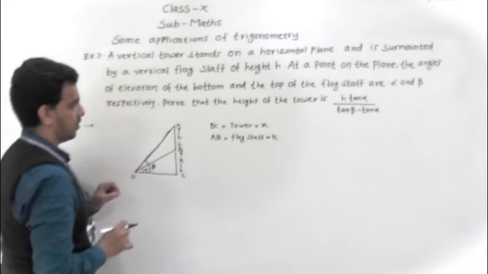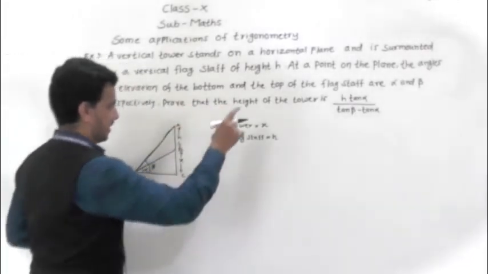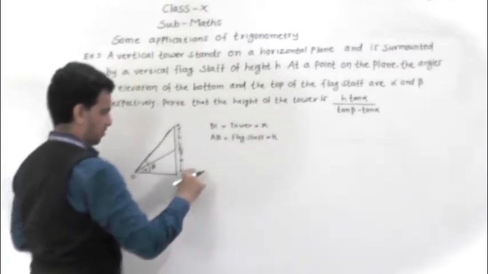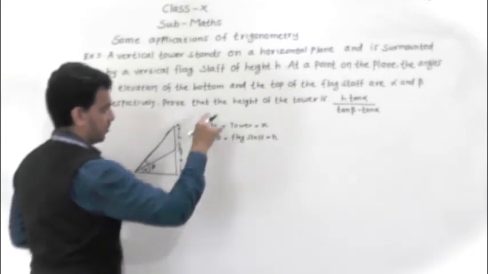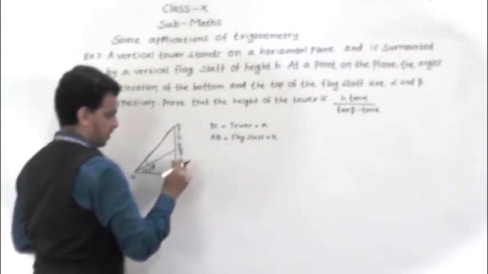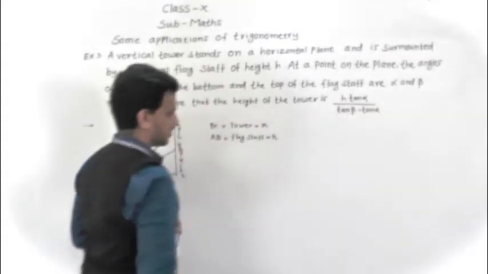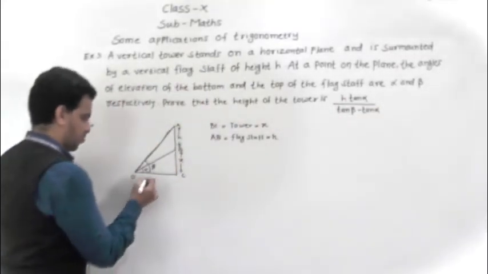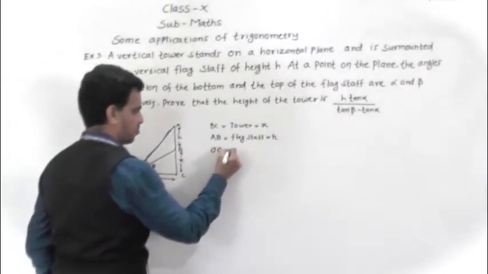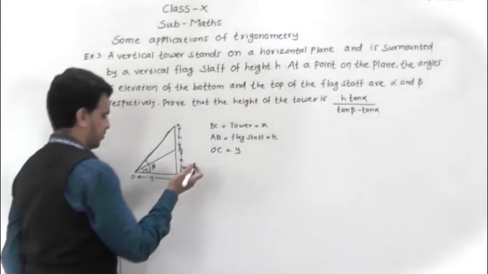Okay, now what we have to prove? The height of the tower is H tan alpha upon tan beta minus tan alpha. Means this BC, height of the tower. BC is the height of the tower, AB is the height of the flagstaff. We have to show that this X is equal to H tan alpha upon tan beta minus tan alpha. Okay, and we suppose that this OC is equal to Y. Now we will take trigonometric ratios.